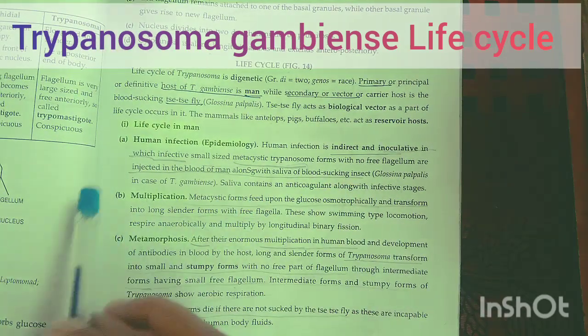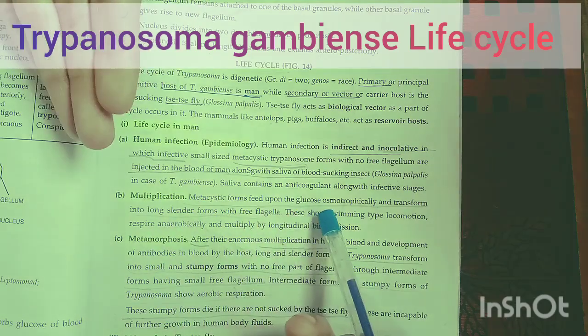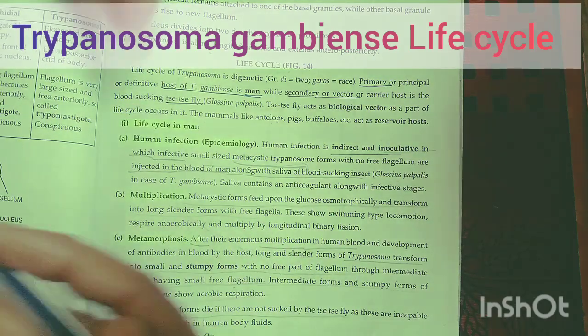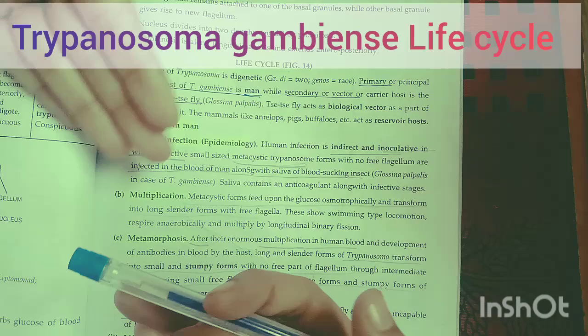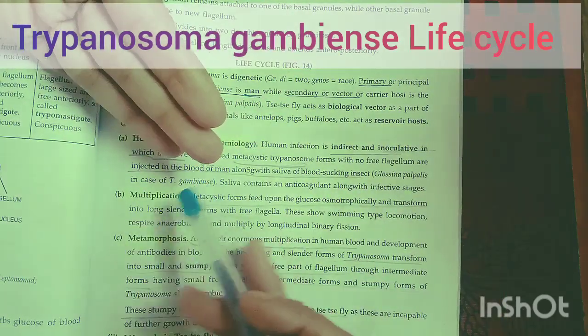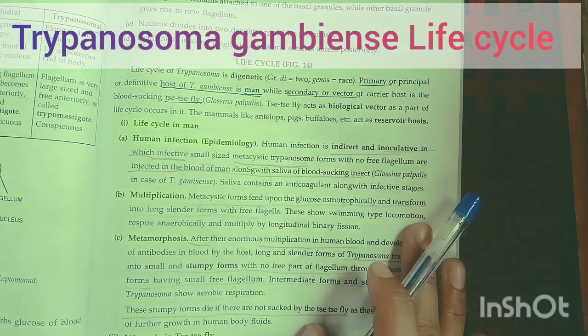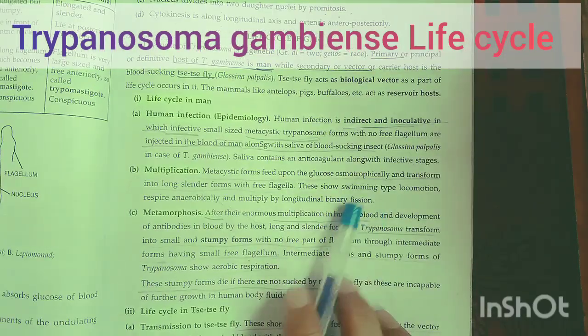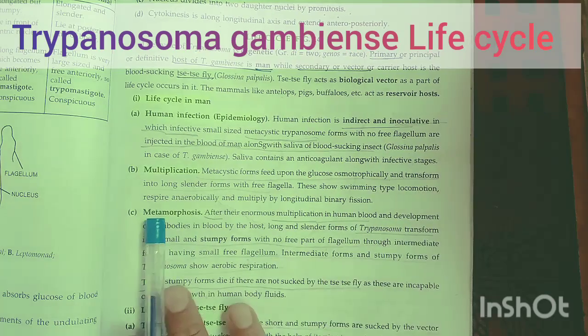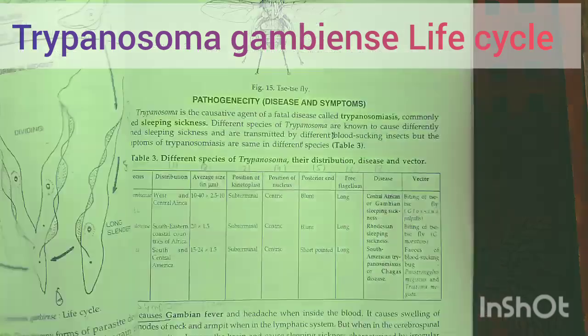Okay. After that, multiplication of metacyclic forms feed upon the glucose. We already discussed it. It shows nutrition as osmotropic, that means it absorbs the glucose of the blood and other tissue fluids through the general body surface. So here it shows the swimming type of locomotion, respires anaerobically and multiplies by binary fission. After this, they will show the metamorphosis.